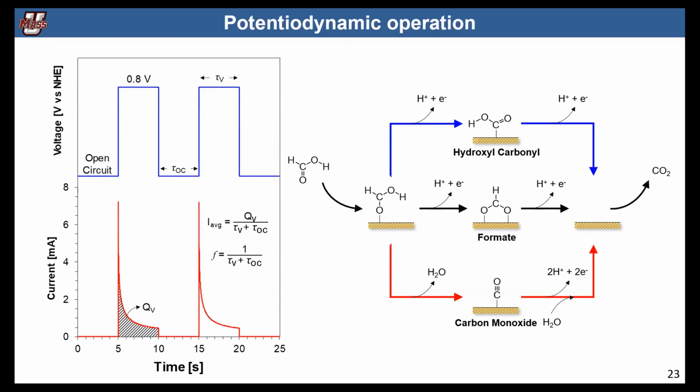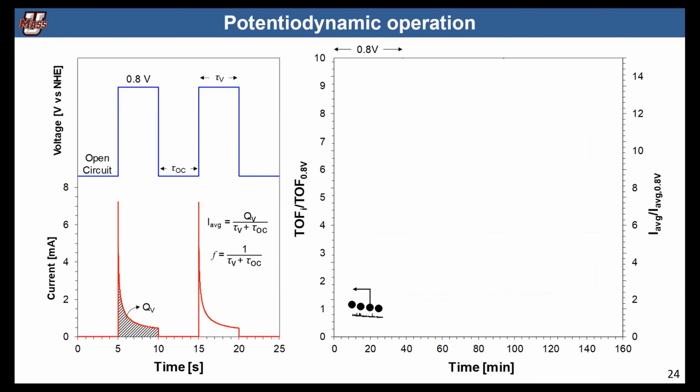We can define two things here. We can define an average current. So this is the charge that evolves, the area underneath one of these current spikes, and normalize it by the time spent not only applying the potential, but the time at the potential and at open circuit, so time for one cycle. And that gives us an average current to wrap our heads around. And we can also define our frequency as the inverse of the sum of the time spent at both conditions. So let's put this to work.